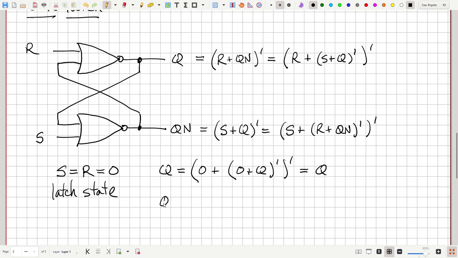And how about for Qn? Well, it's the same thing. S is 0, and we've got a NOR between R, which is 0, and Qn. So this is just going to be Qn inverted, so not Qn, or 0, which is not Qn, and the NOT of that is just Qn. So the Q and Qn outputs will just remain the same in the latch state.